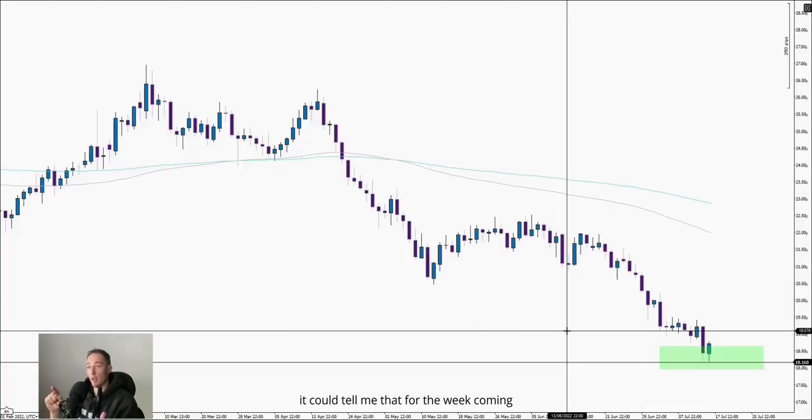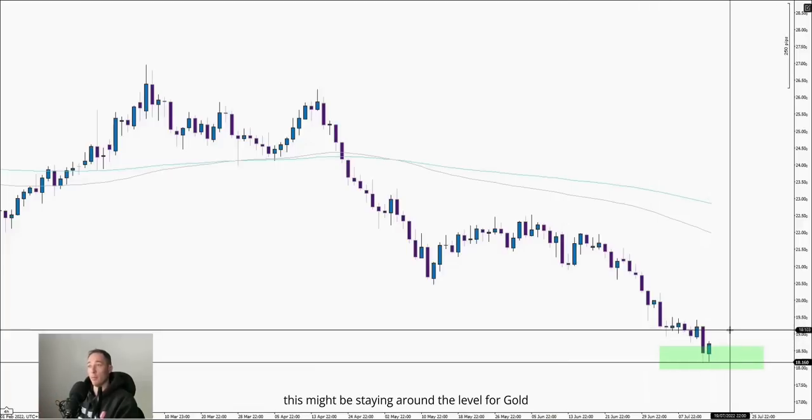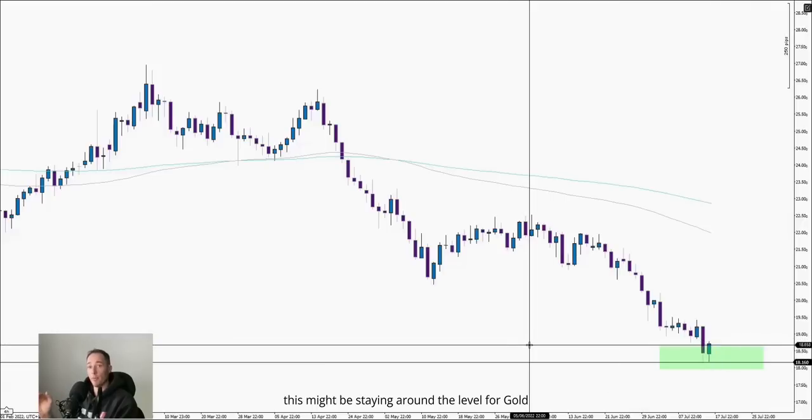It could tell me that for the week coming, this might be staying around the level for gold to catch up to the area and then both react simultaneously. And this could be the next Friday. So that's the ideal case scenario, obviously. Timing and the sync are the two biggest things in my trading. So lining up pairs and the timing is key. If the timing is right, it could make a good move.